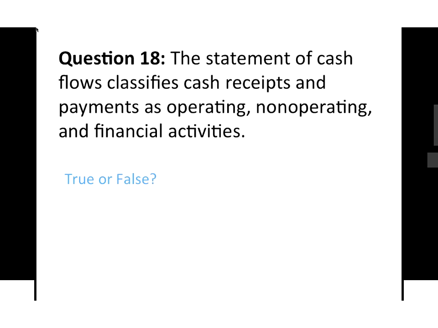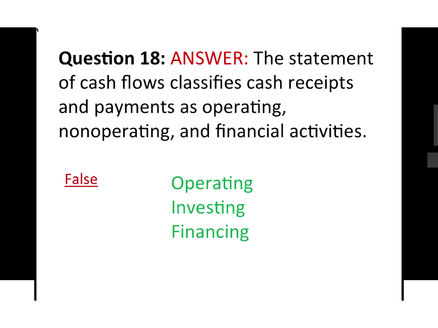So we've been doing those three types of activities all day today. Okay, what are the three types of activities on the statement of cash flows? I'm going to close this in about 10 seconds. Okay, it is false because we talked about the operating, investing, and financing cash flows. Those are the three types of cash flows that we've been looking at.